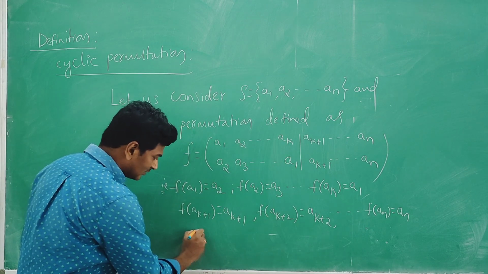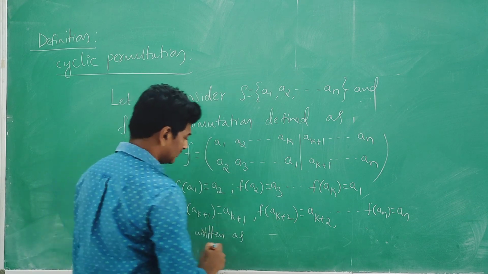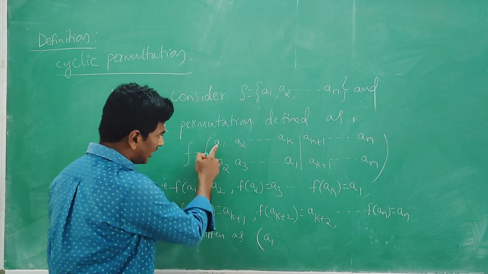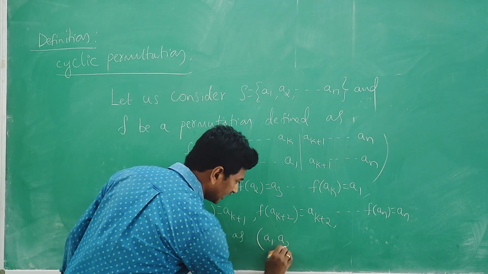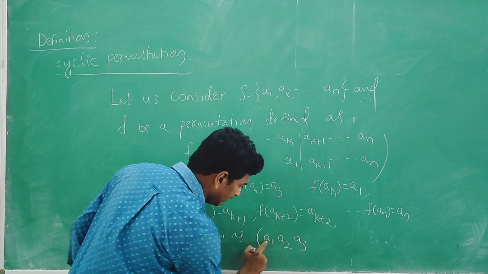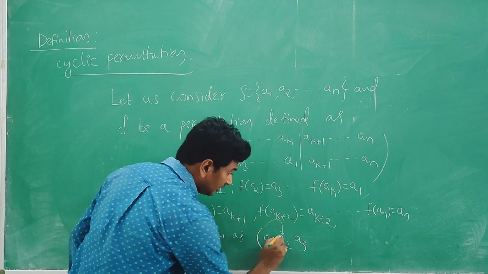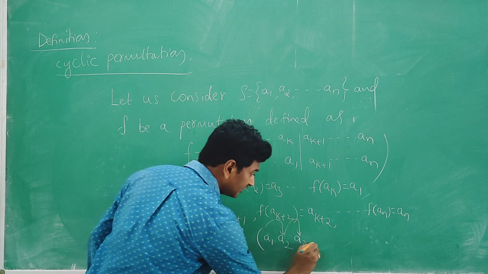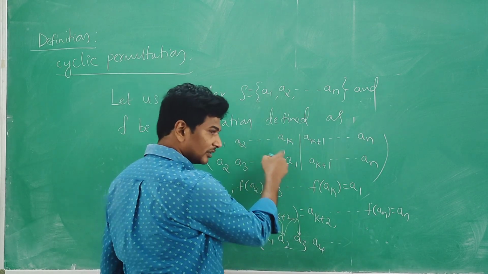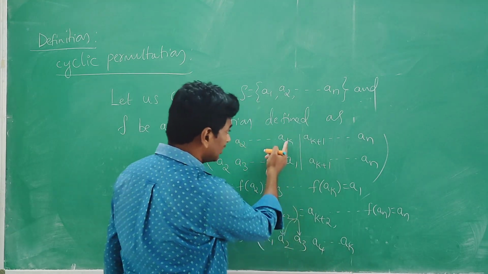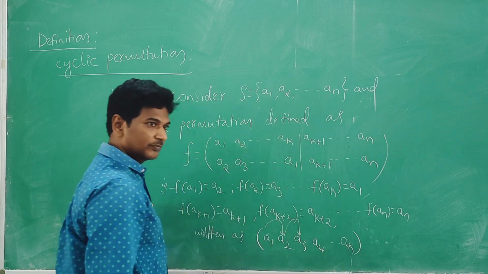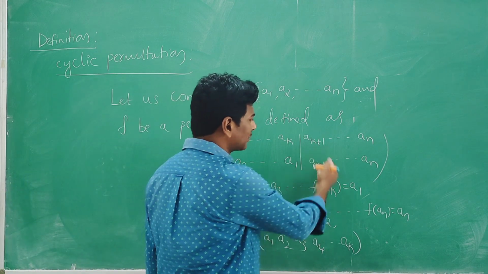Now this can be written as brackets open, I will start with A1. The image of A1 is A2, so we can write A2. And similarly, the image of A2 is A3, A3 is A4, and so on, up to AK minus 1, whose image is AK. And the image of AK is A1. Already A1 is repeated, so we can stop. Enough. The remaining are permuted to themselves.